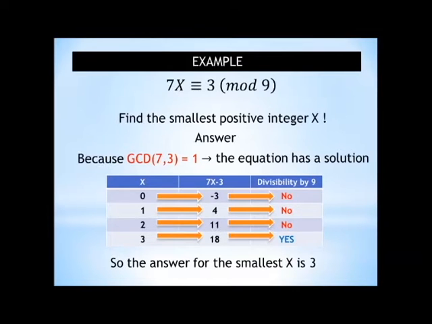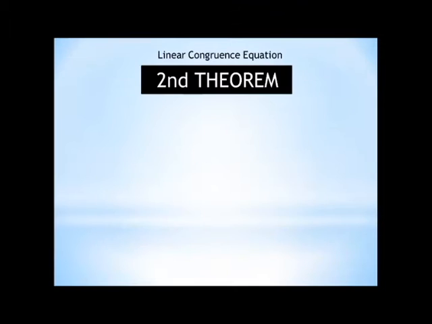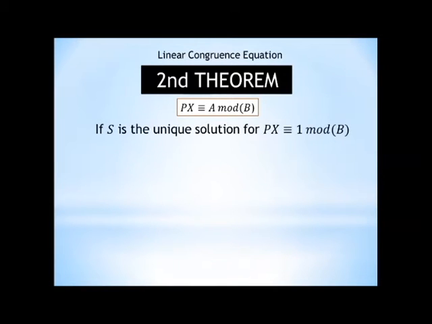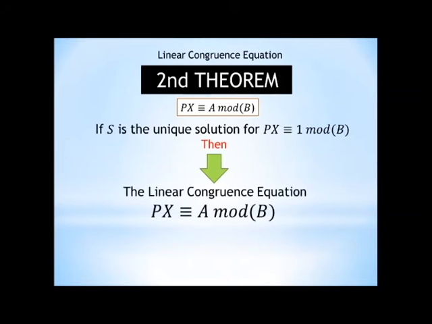Let's continue to the second theorem. Given the equation Px ≡ A mod B, if S is the unique solution for Px ≡ 1 mod B, then the linear congruence equation Px ≡ A mod B must have a unique solution, that is, x equal to A times S.